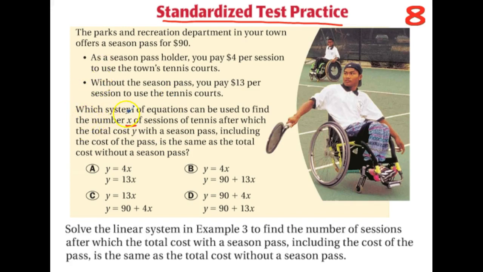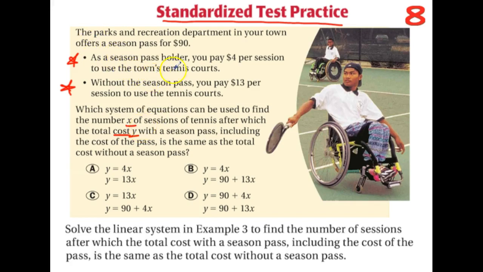So now it's asking which system of equations, or 2 equations, can be used to find the number x of sessions of tennis after which the total cost, y, so y is the cost, with the season pass, including the cost of the pass, is the same as the total cost without using a pass. So we need to figure out after how many times doing this is it going to be the same as doing this. That's basically what they're asking. What's the solution? Where would these 2 lines cross if we were to graph them?